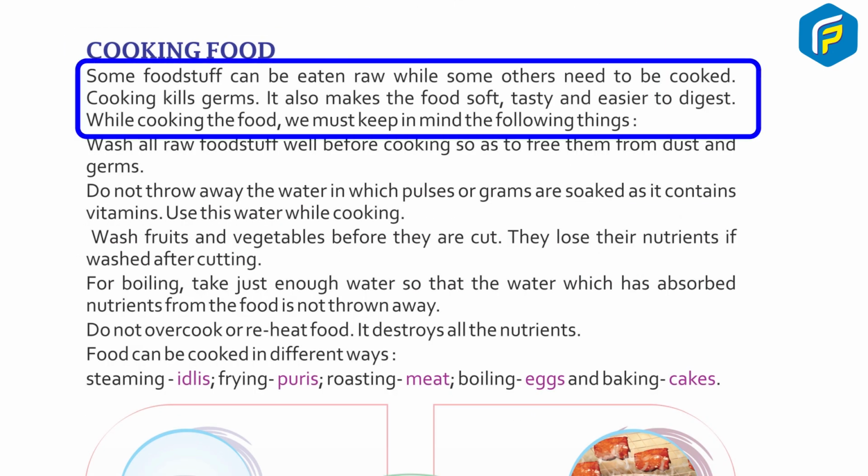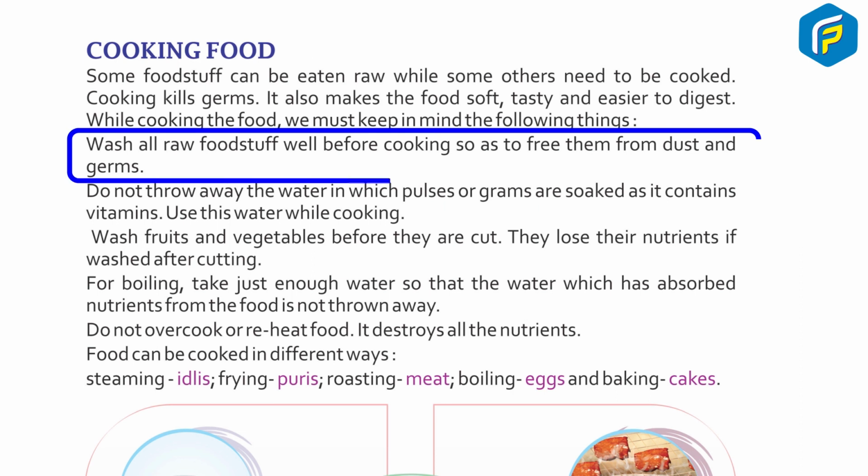Cooking food. Some foodstuff can be eaten raw while some others need to be cooked. Cooking kills germs. It also makes the food soft, tasty and easier to digest. While cooking the meal, we must keep in mind the following things. Wash all raw foodstuff well before cooking so as to free them from dust and germs.